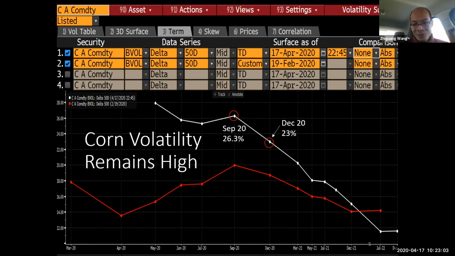So that means your property crop insurance, because that is tied to the corn volatility, is going to reflect this uncertainty in the corn market. And a similar story goes for soybean and some other agriculture commodities.